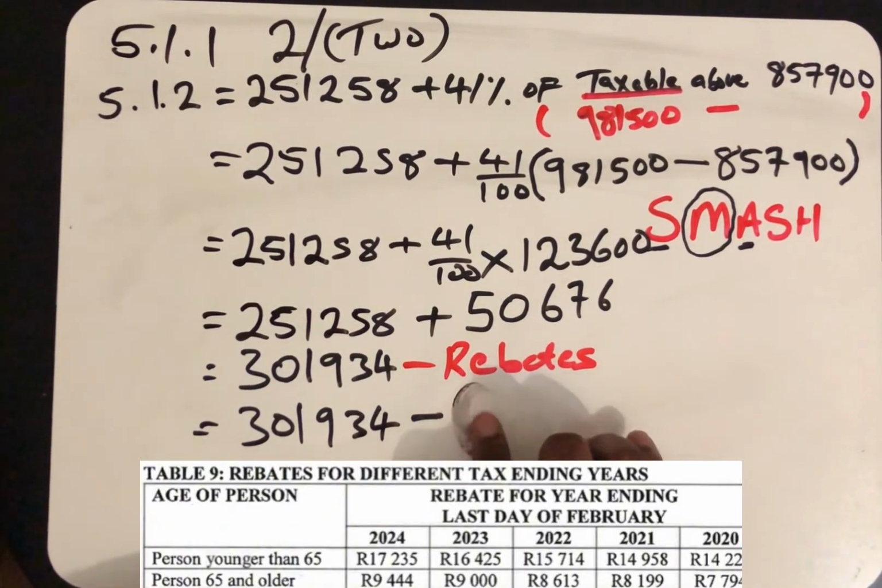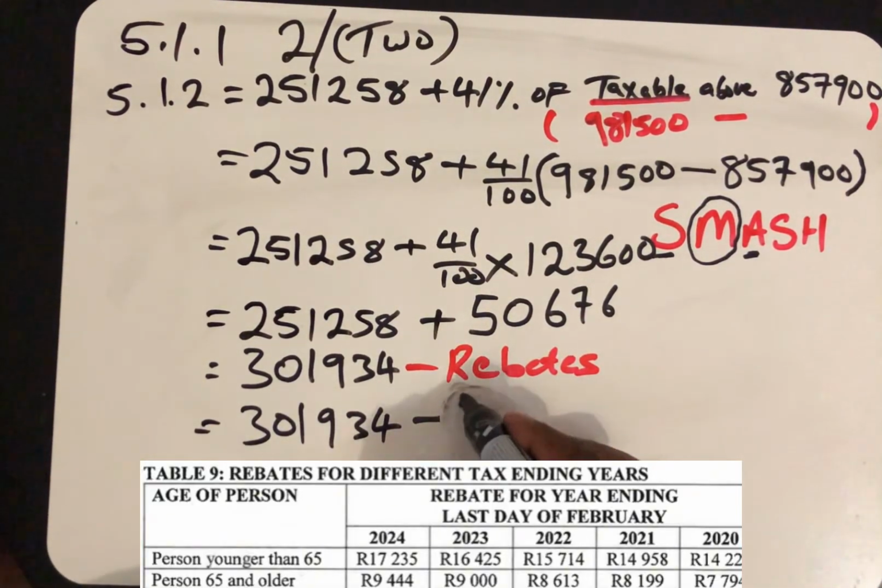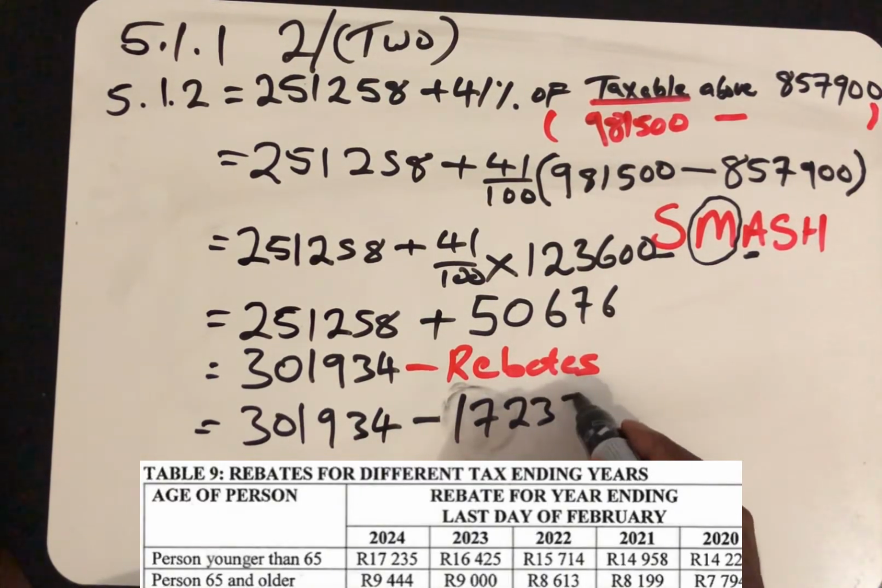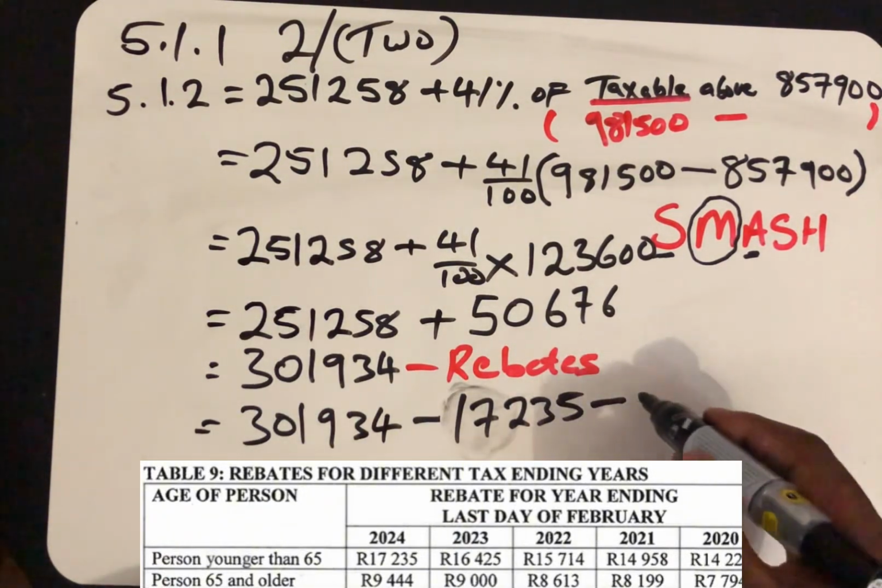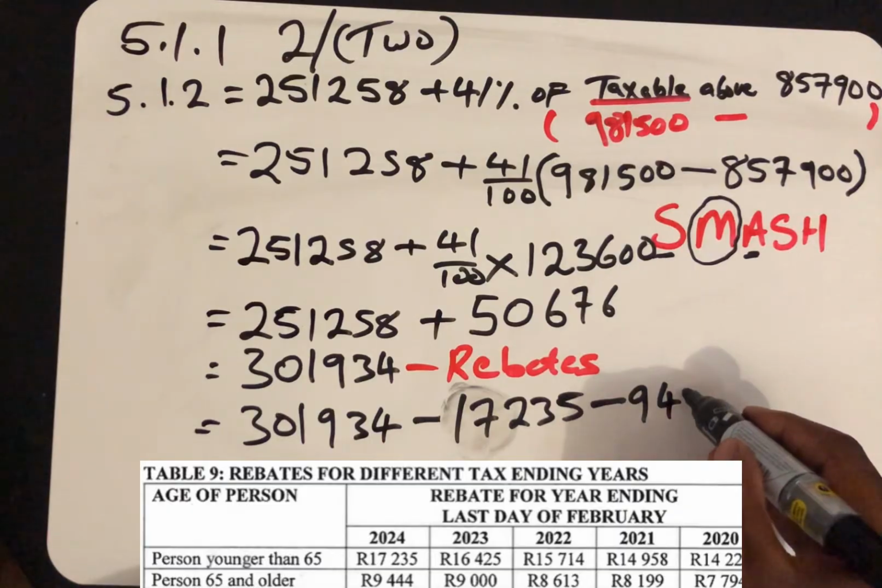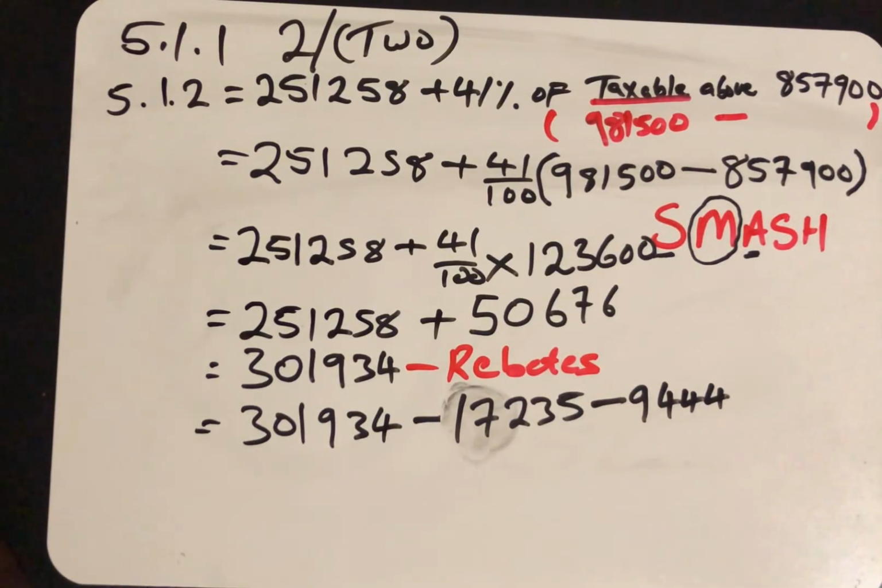The first one is 17,235. Let me not put R here so that everything can match. 17,235 is the first rebate. The second rebate is what? It is 9,444. So these two rebates, we must remove them because this person qualifies for these two rebates.